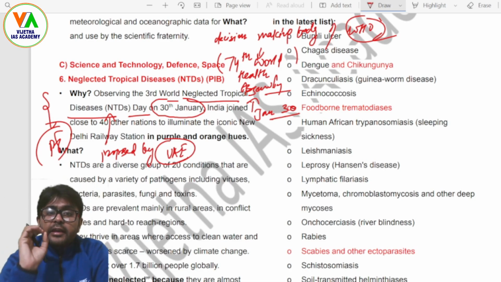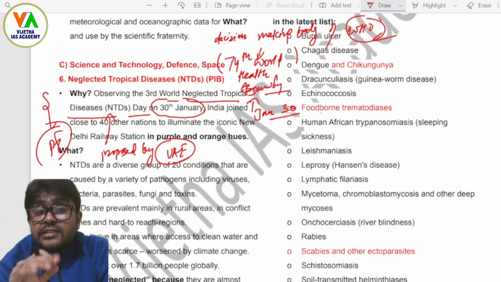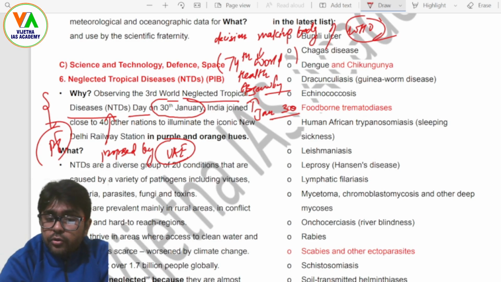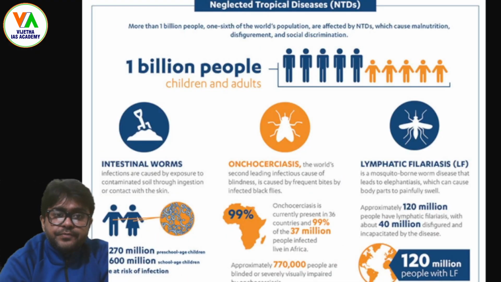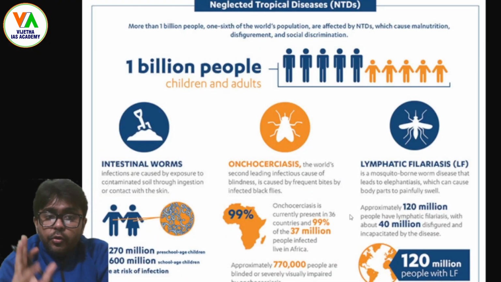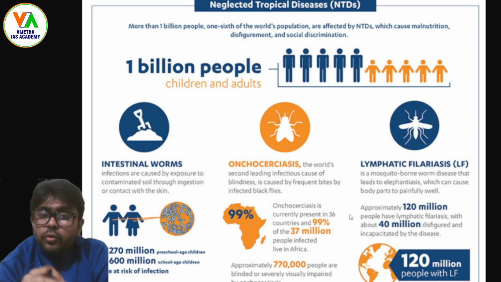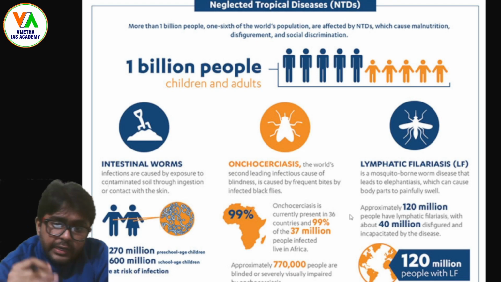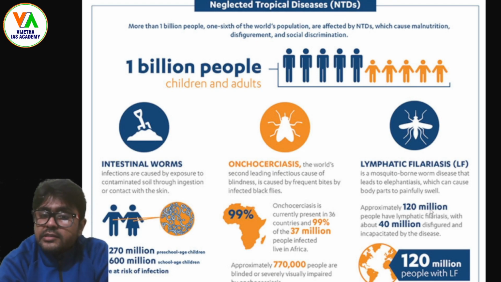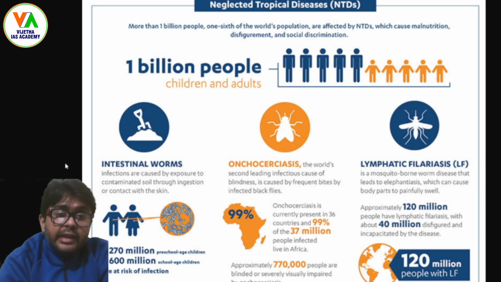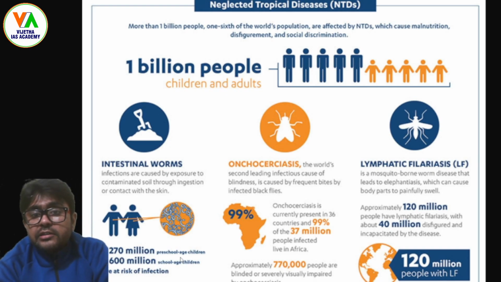Very basic reason. They are caused by a variety of pathogens such as virus, bacteria, protozoa and parasitic worms, as you can see now on your screen. If you look at the different areas of this topic, how and why this issue has come up, you will get to know that this issue is very important, because 120 million people have lymphatic filariasis, almost 99% has onchocerciasis, intestinal worms, 270 million preschool age girls.